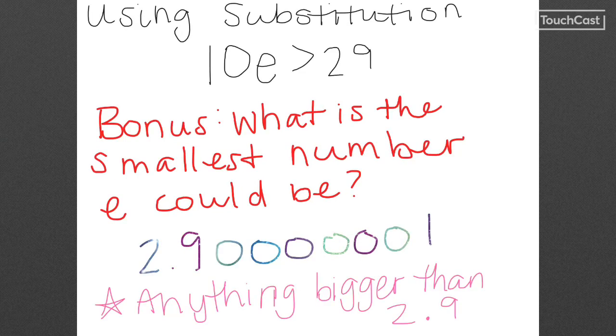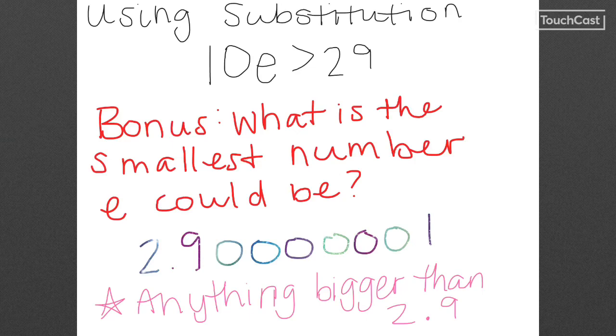So I said that e could be about 2.90000000001. Now I could put a million zeros in between that 9 and that 1 to make it even smaller, but I don't have enough space on my paper. So the number just has to be anything bigger than 2.9.